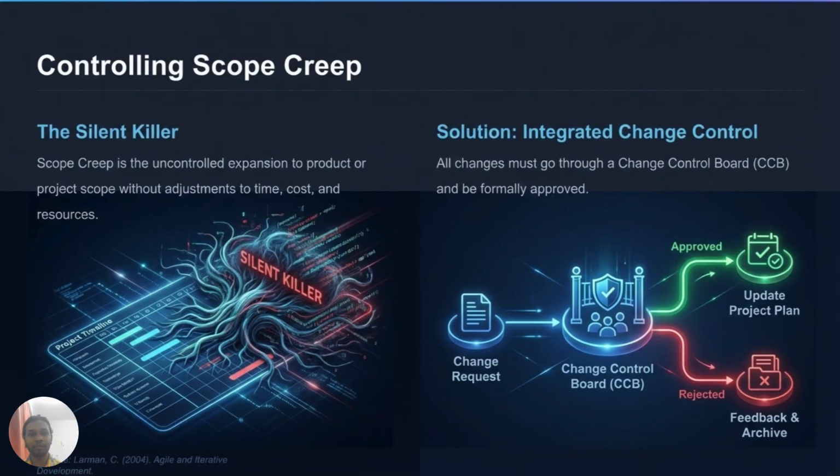Monitoring also involves fighting scope creep, the silent killer of projects. To handle changes, we use integrated change control, where every change must be formally approved by a change control board.